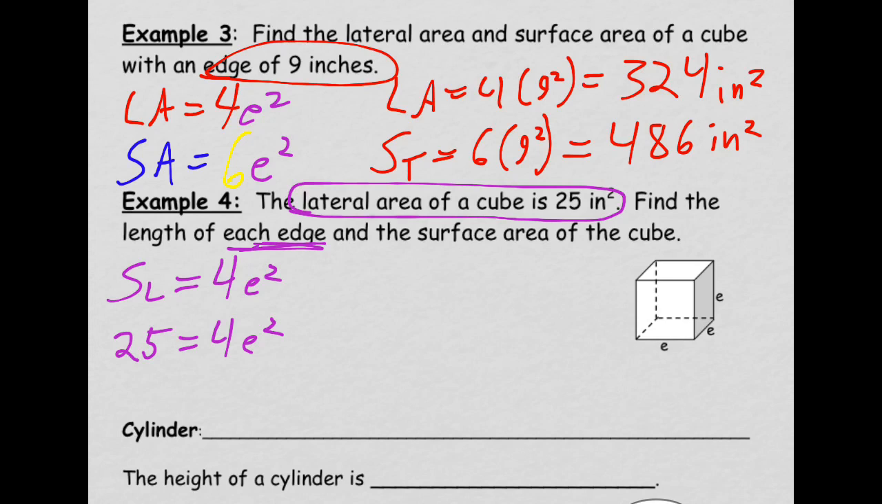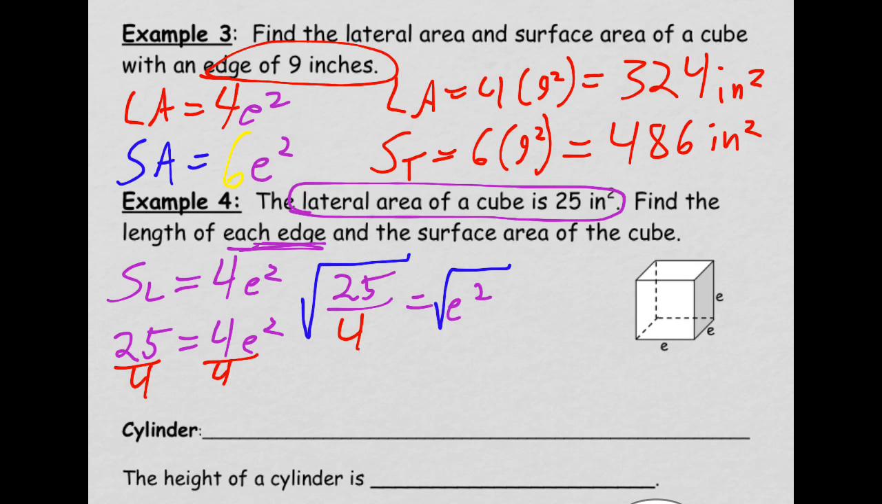But I need to divide both sides by 4. So I get 25 divided by 4 equals e squared. But I don't want e squared, I just want e, so I'm going to square root e squared, and that gives me e. But I got to square root this side.